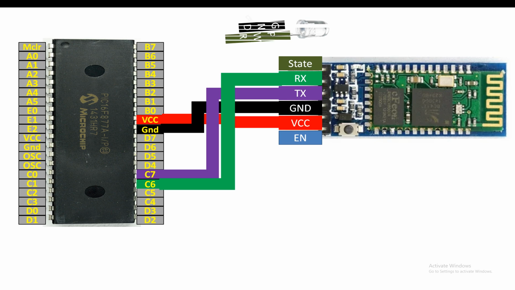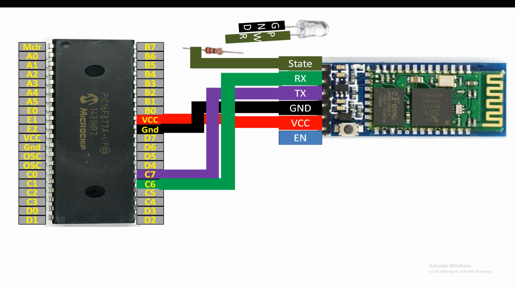Now for the state pin, I will use an LED like this. An LED has two pins, one longer, one shorter. For the longer pin, I will use a 220 ohm resistor. It's a safety device to save the LED from getting burned. Now you connect the state pin to one end of the 220 ohm resistor.